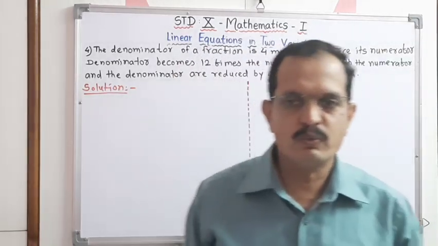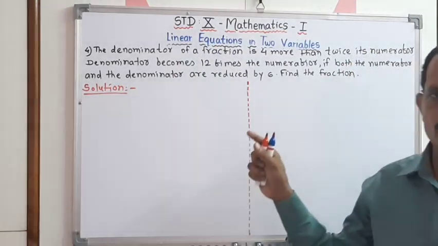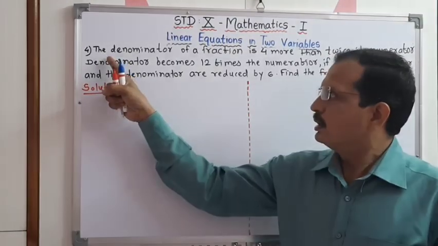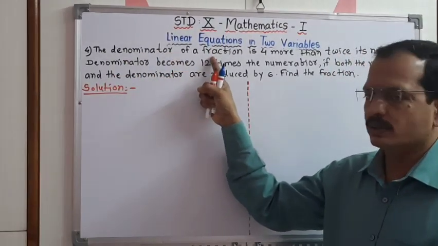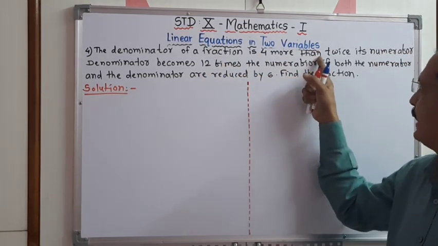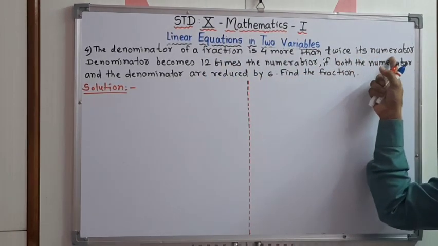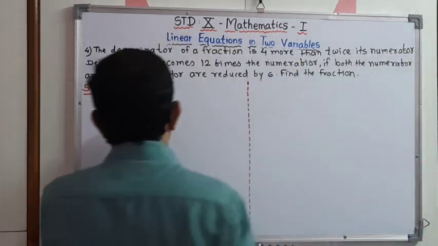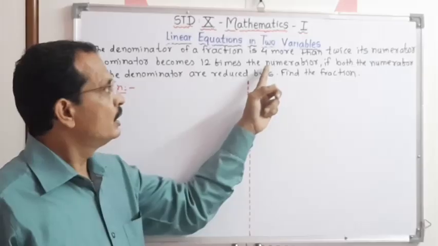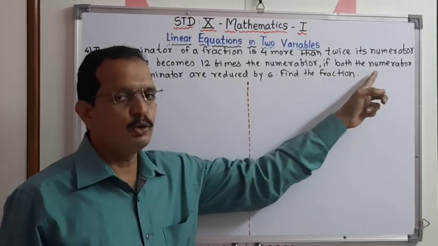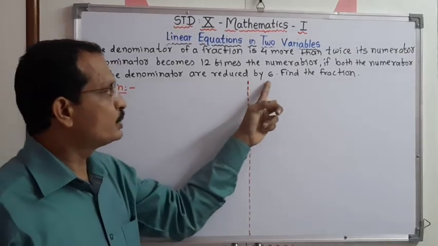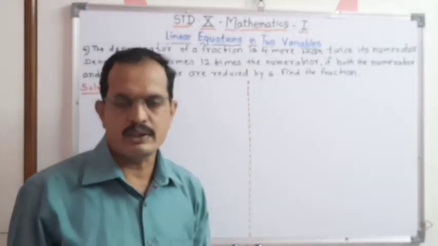Let's start with the fourth sum from practice set 1.5. See the question. The denominator of a fraction is 4 more than twice its numerator. Denominator becomes 12 times the numerator if both the numerator and the denominator are reduced by 6. Find the fraction.